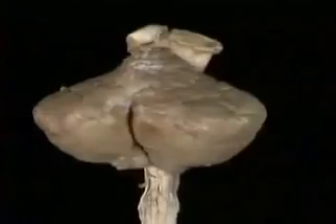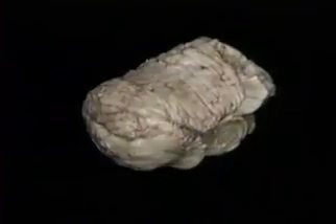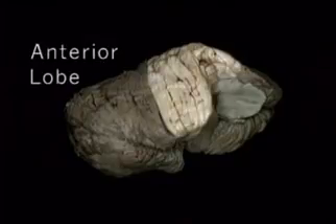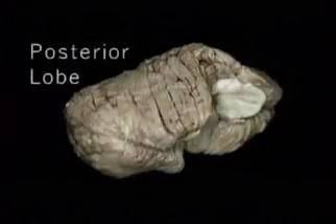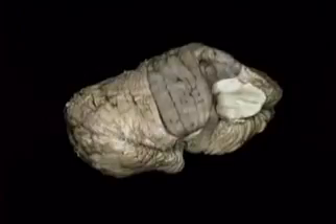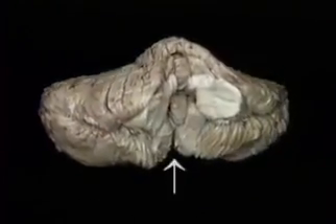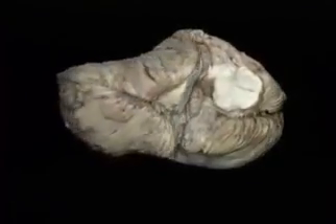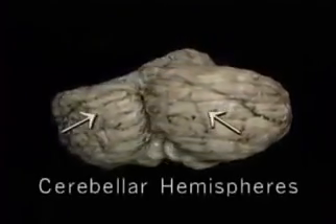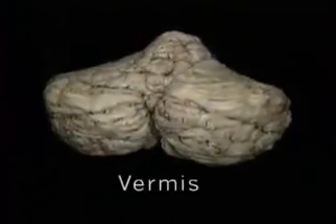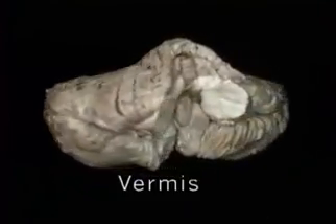To see the cerebellum better, we'll look at it by itself. The surface of the cerebellum is marked by many parallel fissures, some deeper than others. This deep primary fissure divides the cerebellum into a small anterior lobe and a large posterior lobe. A deep groove on the underside partially divides the cerebellum into two hemispheres. These are joined by this midline mass, the vermis, which extends all the way round from the top to the underside.